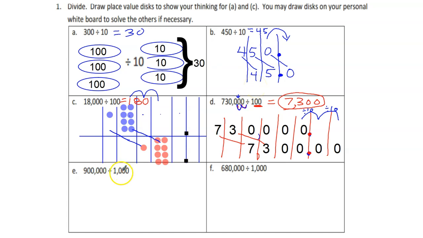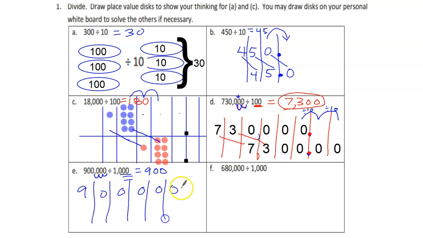Same thing here. I know that I'm dividing by 1, 2, 3 zeros, which is 3 tens: divided by 10, divided by 10, divided by 10, or divided by 1,000. So it's going to appear like my decimal moves: divided by 10, divided by 10, divided by 10. So that's going to be equal to 900. So once again, we could take our time and draw our zeros out.